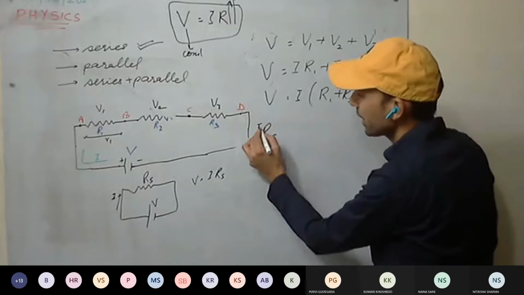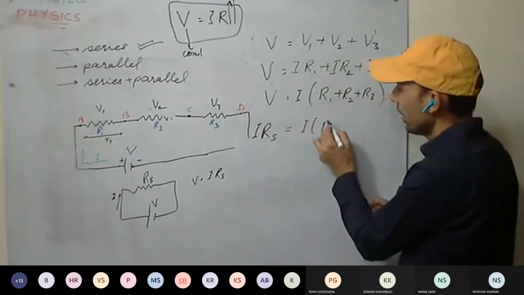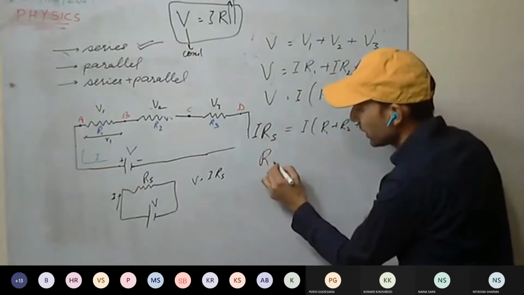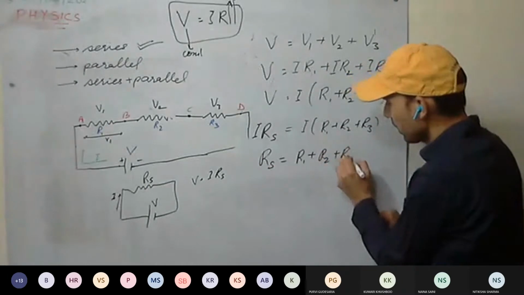So we can write IRS equal to I times R1 plus R2 plus R3. What is the equivalent resistance? R1 plus R2 plus R3.